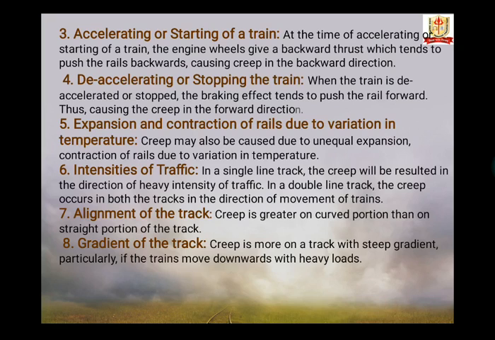Next is intensity of traffic. In a single line track, the creep will result in the direction of heavy intensity of traffic. It means in a single line system, if heavy equal traffic runs in both directions, the creep is balanced. Otherwise, heavy traffic in one direction causes creep. In double line track, the creep occurs in both the tracks in the direction of the movement of trains. In the double line system, trains on a particular line being unidirectional, creep occurs in both the lines.